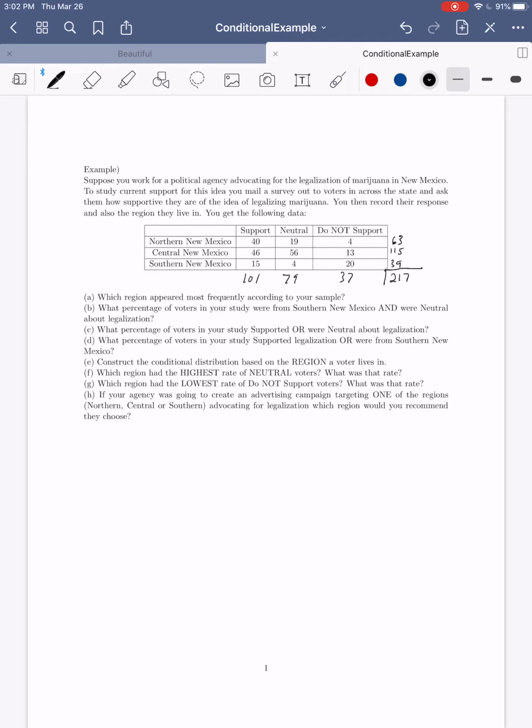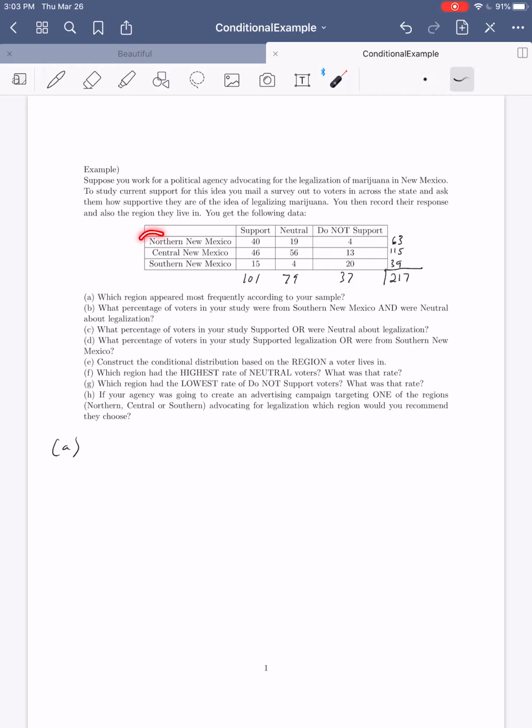So we'll start with the first couple of pieces down here, and then we'll probably move on to the next page when we get to the conditional distribution. So let's go ahead and get part A. Part A says which region appeared most frequently according to your sample. So this should be pretty easy, right?